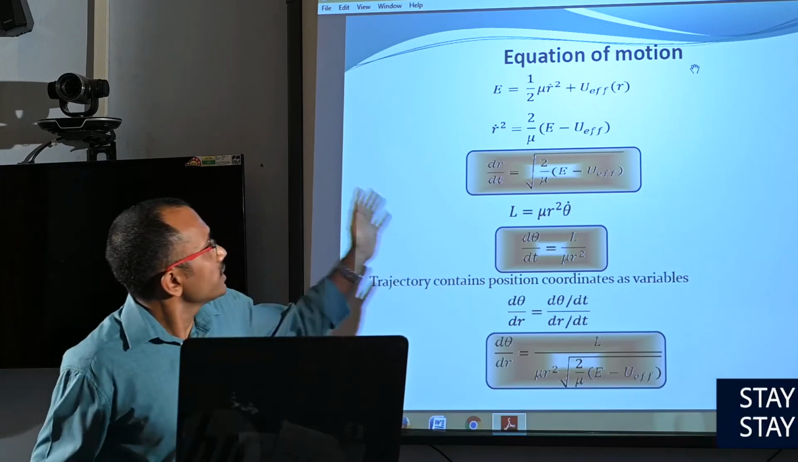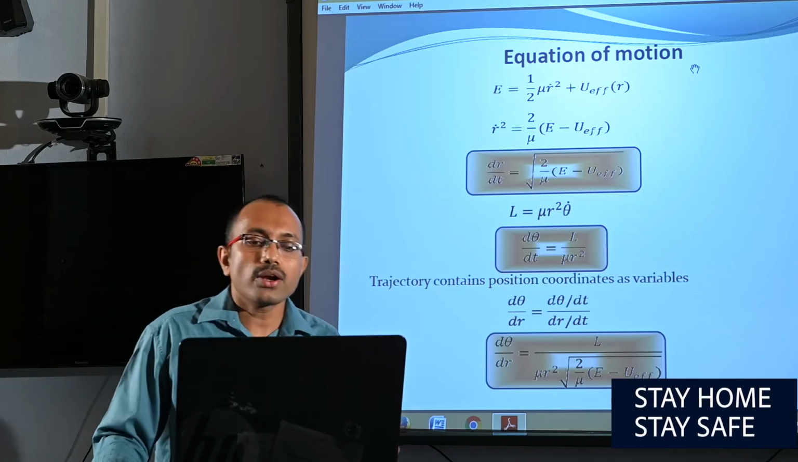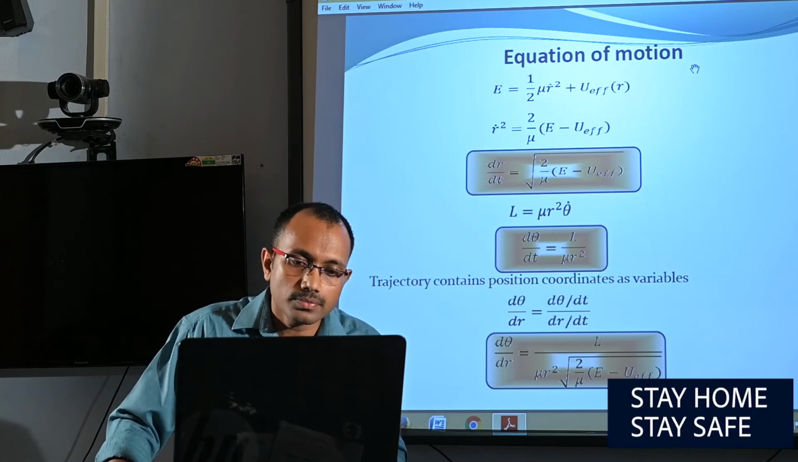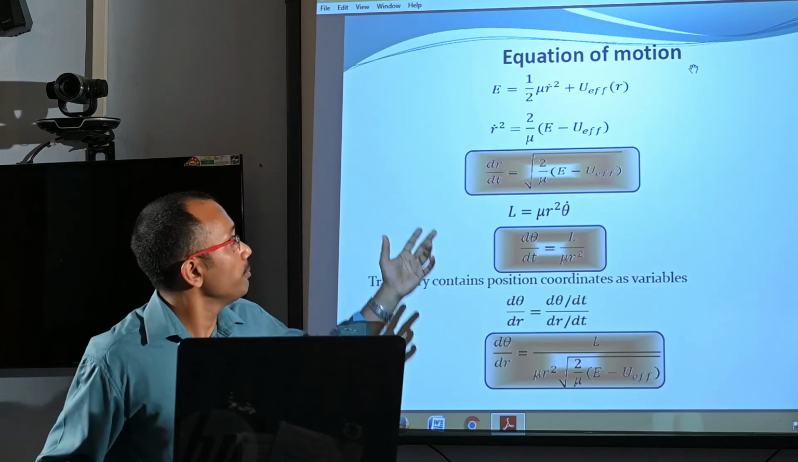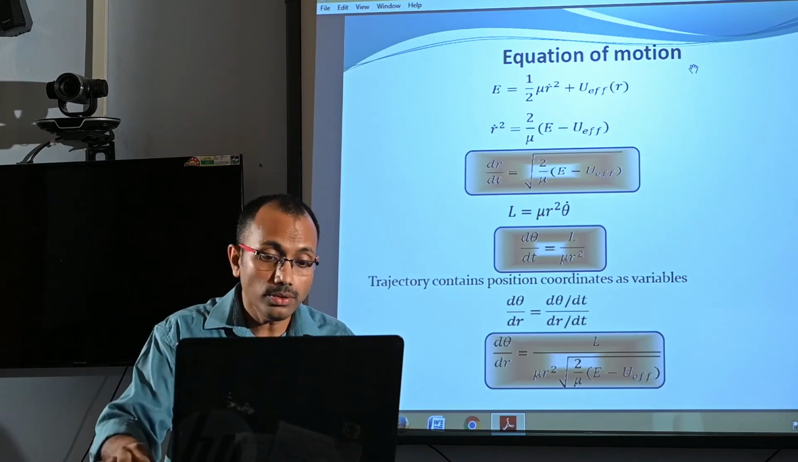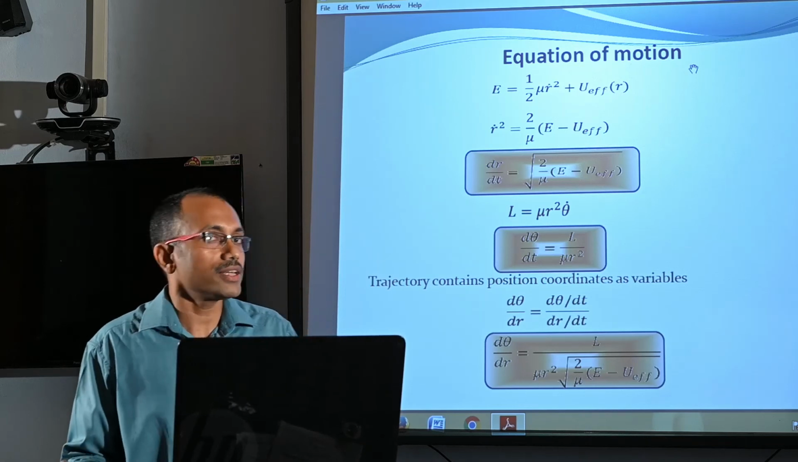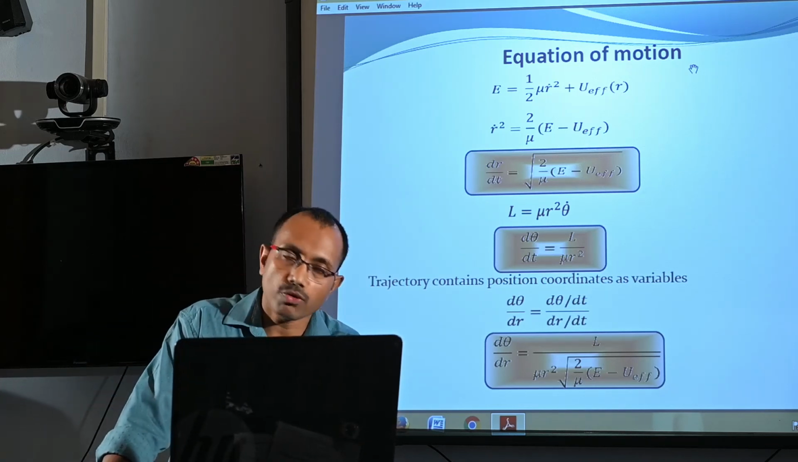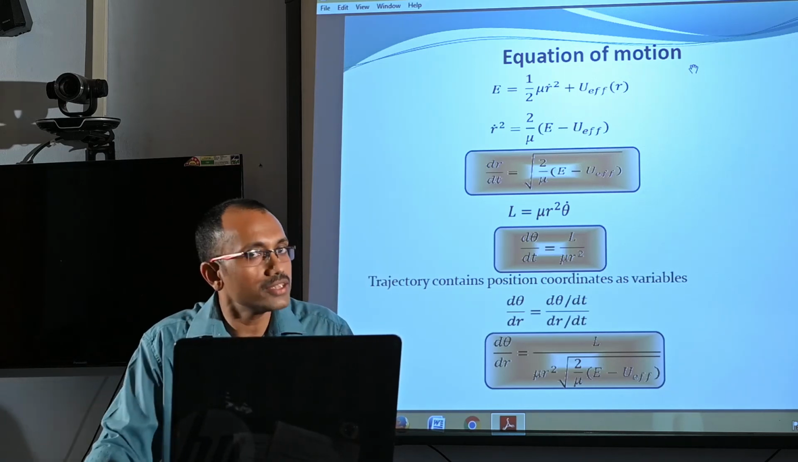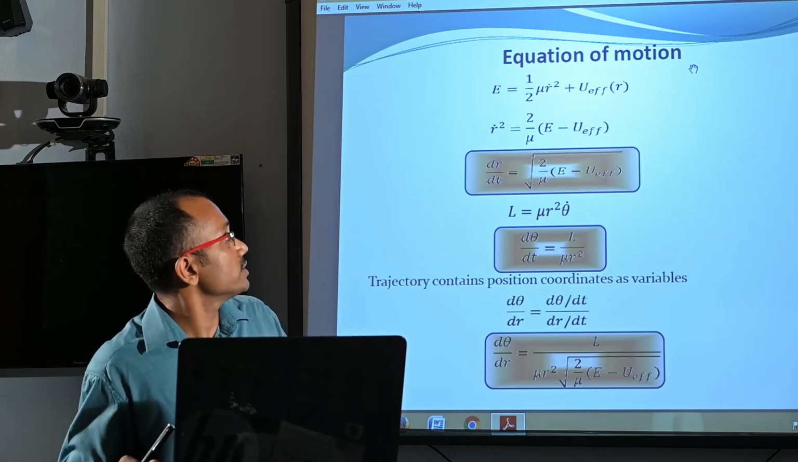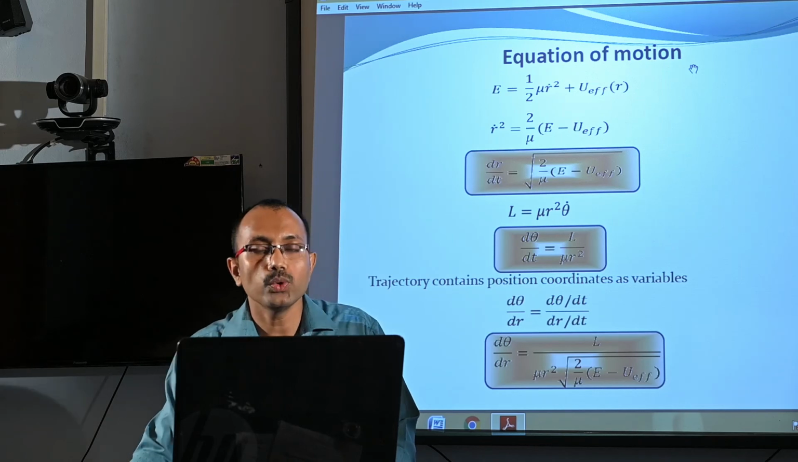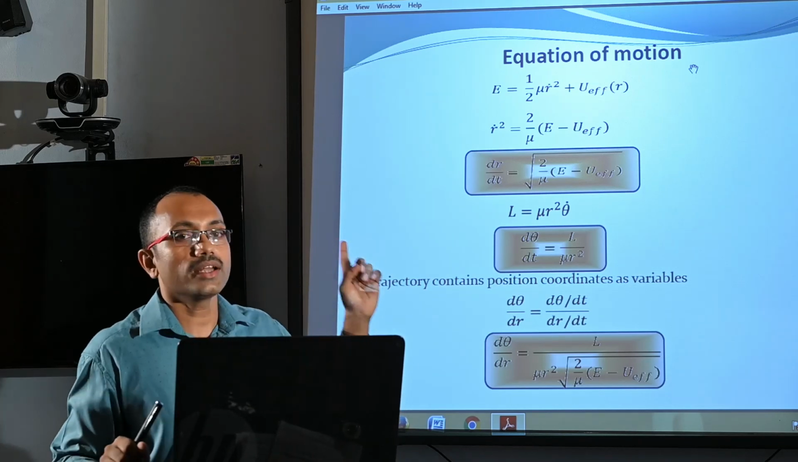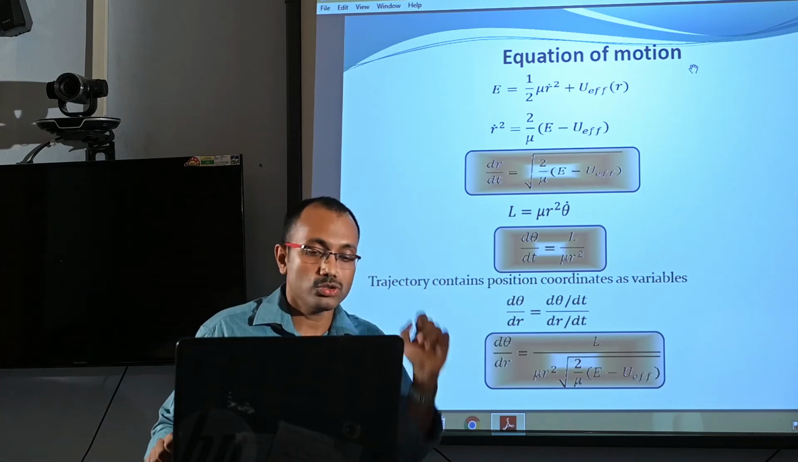Here the energy, as you know, is equal to half mu r dot square plus u effective of r. From there you can find r dot square, which is equal to 2 by mu times E minus u effective. From that you can find r dot, which will be the square root of that. This r dot is equal to dr by dt. So, dr by dt is equal to the root of 2 by mu times E minus u effective. So, we found the radial velocity.